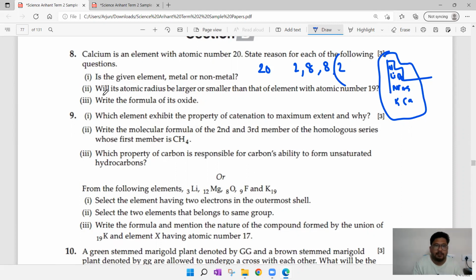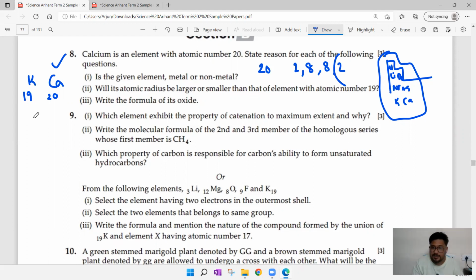Number 2: Will its atomic radius be larger or smaller than that of the element with atomic number 19? Calcium's atomic number is 20, and the 19th element, if you know, is potassium. They are asking whose atomic radius? Calcium's. Will calcium's atomic radius be larger or smaller than that of the element with atomic number 19?